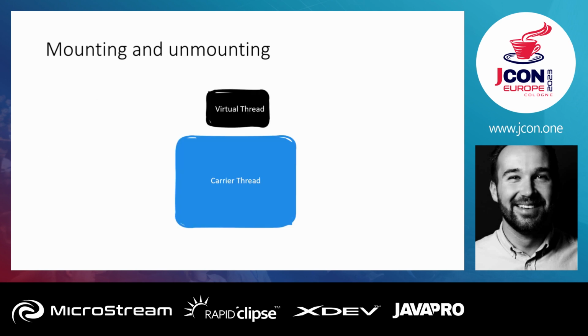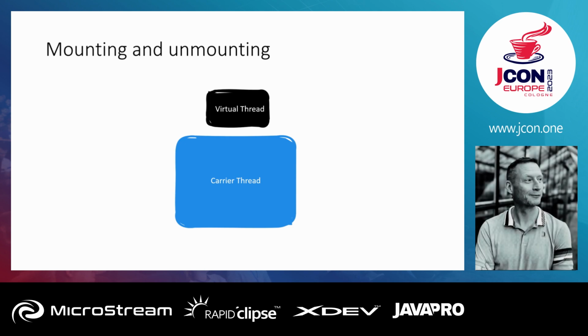And that's done with mounting and unmounting. So here I have this simple carrier thread, and it is running this virtual thread, and it's happily running. Everything is nice, and then it encounters a blocking method and my virtual thread is blocked.